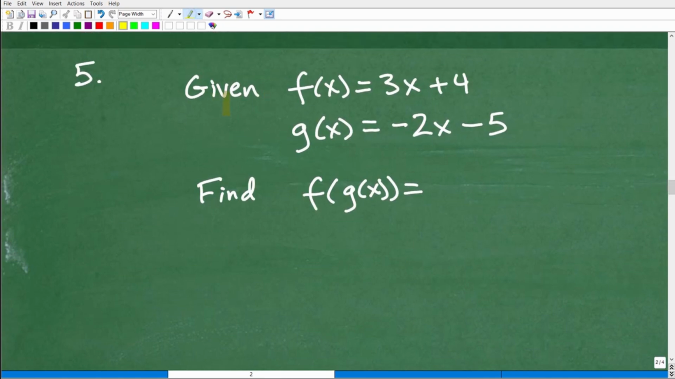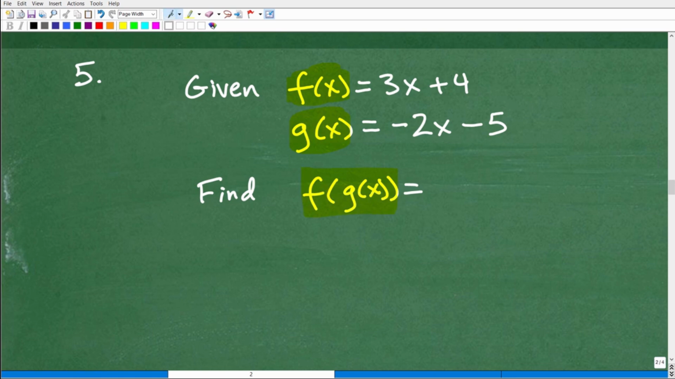So here are our same functions. We still have f of x and g of x. These are the same functions we were talking about in the previous problem. But this time I want you to find f of g of x. Go ahead and pause the video and work on this one.